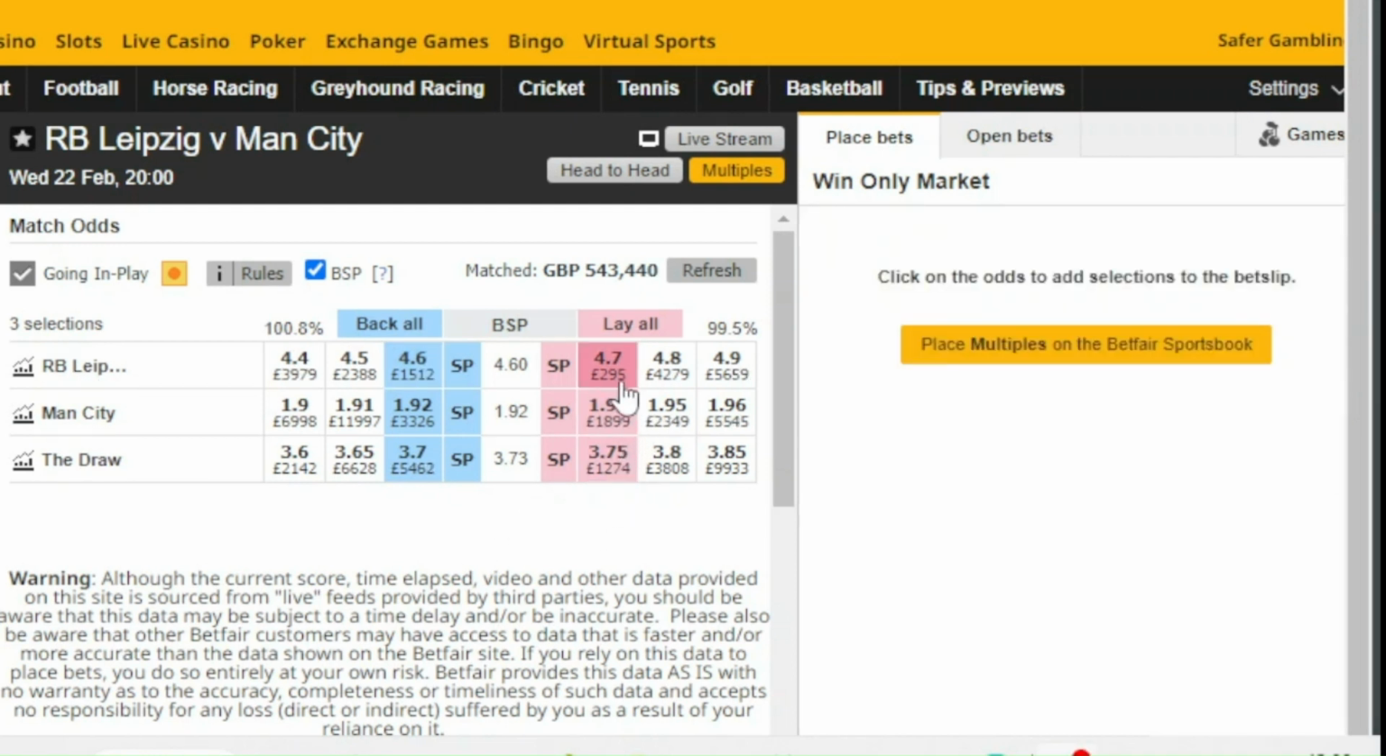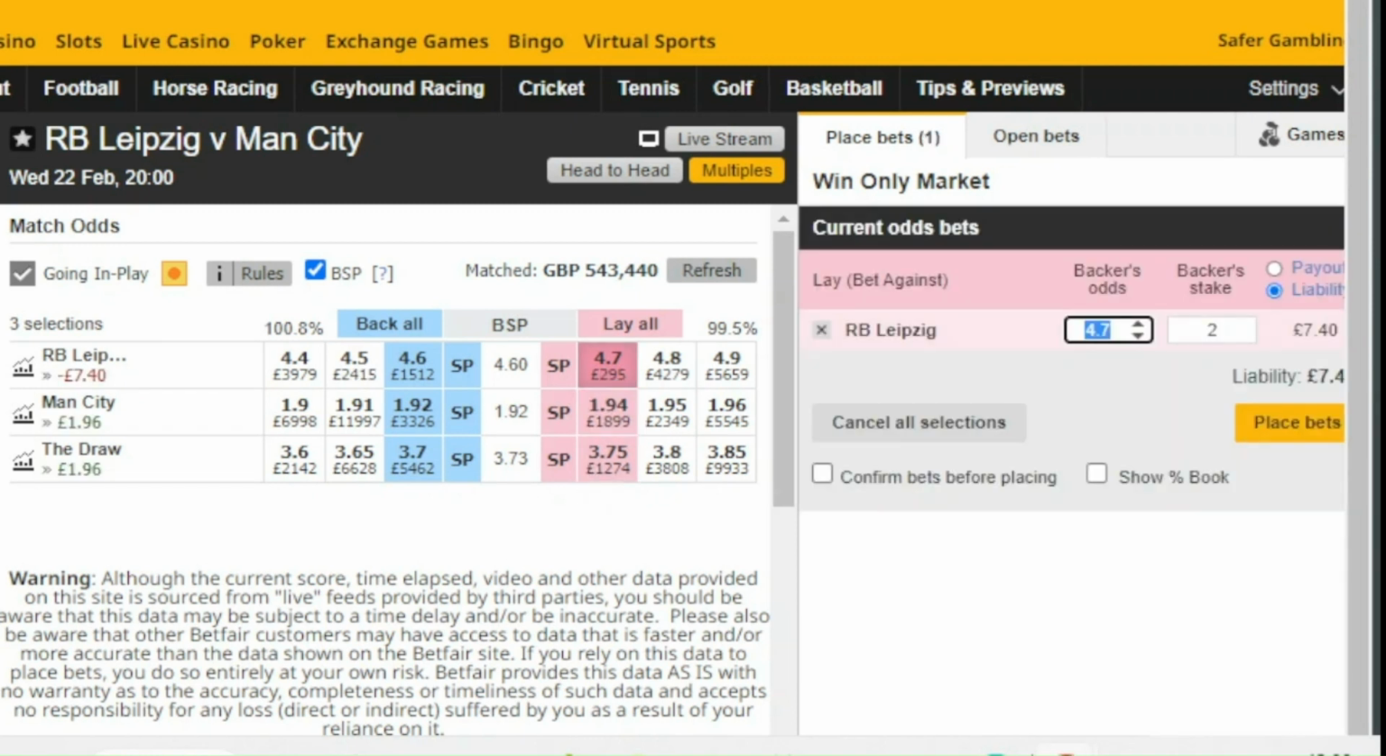Conversely, if I choose to lay at 4.7, immediately you'll see that my liability on Leipzig is now £7.40 because effectively I'm acting like a bookmaker. I'm offering up money to be taken, and it will be taken at this stage if I bet at 4.7. But I stand to win if Man City win or it's a draw. So I've got two eventualities effectively working in my favour.